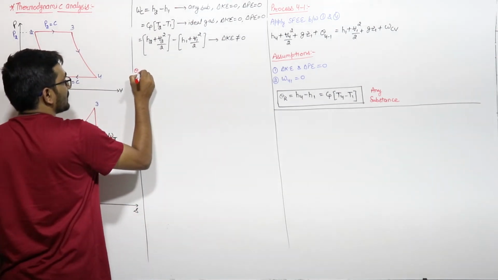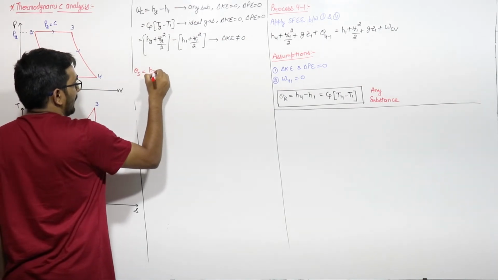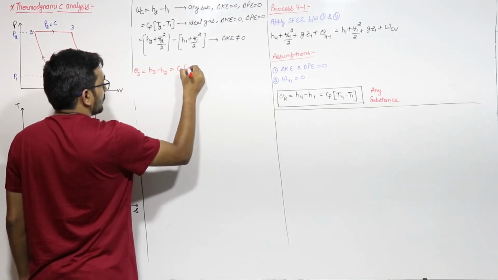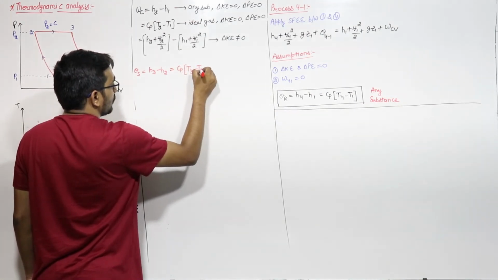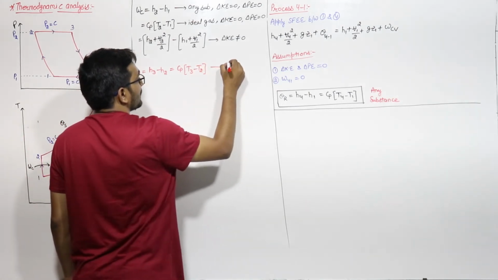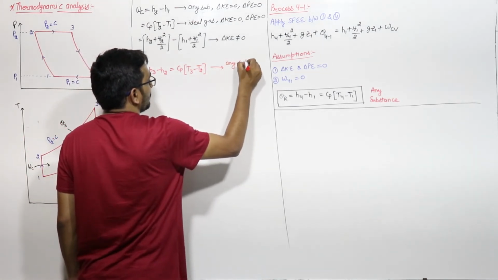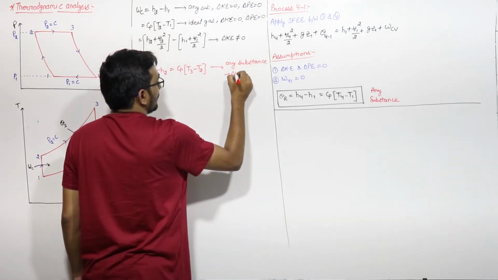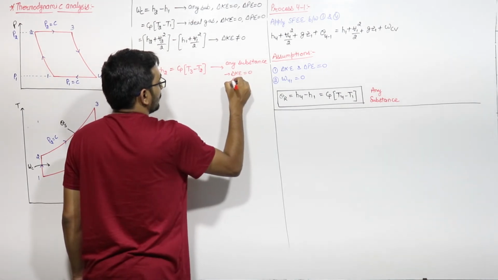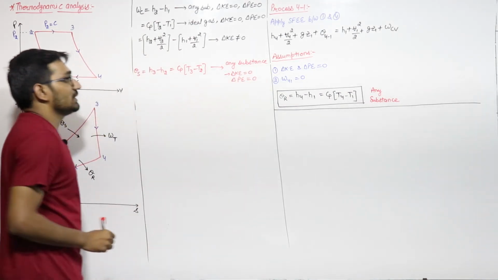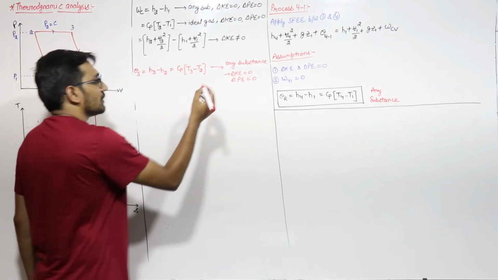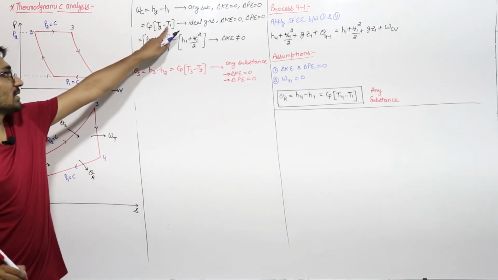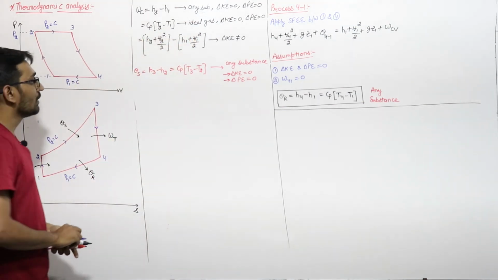Heat supply to the system can be written as H3 minus H2. This can be written as Cp into T3 minus T2. Assumption for this is any substance, because this is a constant pressure process, any substance, and when changes in kinetic energy 0, changes in potential energy 0. This you can write for these 2 conditions, right? For any substance you can write H3 minus H2, but Cp into T3 minus T2 you can write only for an ideal gas.